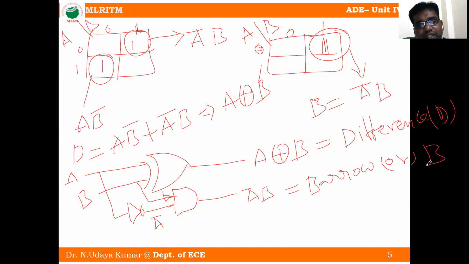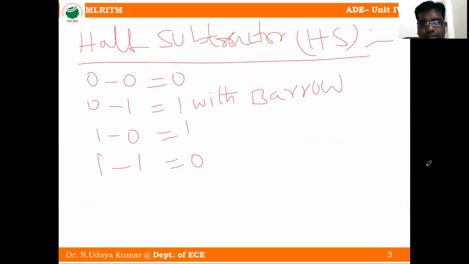Okay, now we will see the full subtractor, how to implement a full subtractor. So, understood this one, the half subtractor. I repeat now, please listen carefully. A half subtractor is nothing but bit by bit subtraction. So 0 minus 0 is 0. 0 minus 1 means 1 with borrow. So minus means with borrow. 1 minus 0 means 1. 1 minus 1 means 0. Okay, this is called a half subtractor.